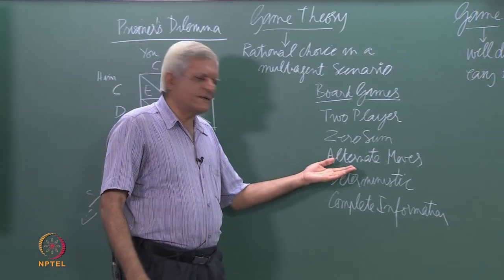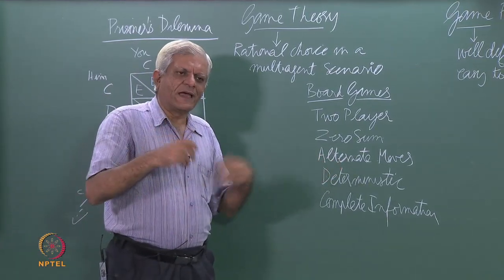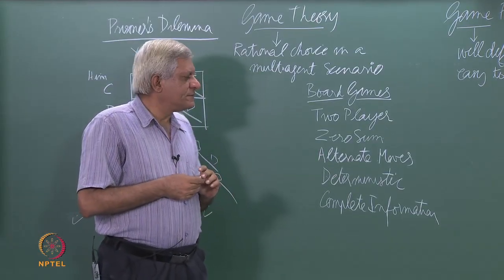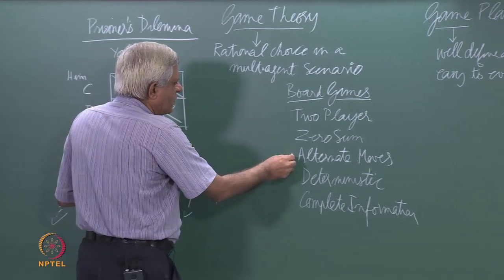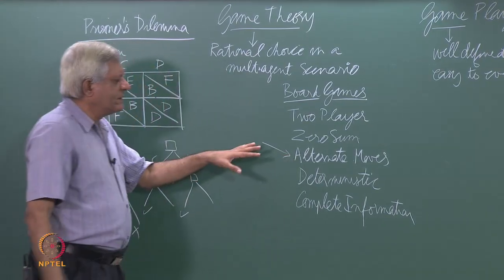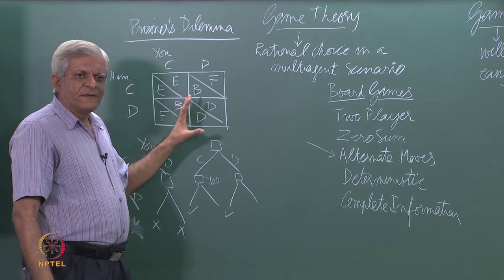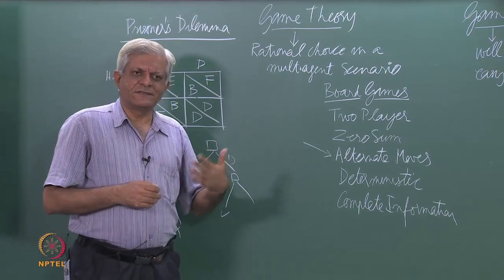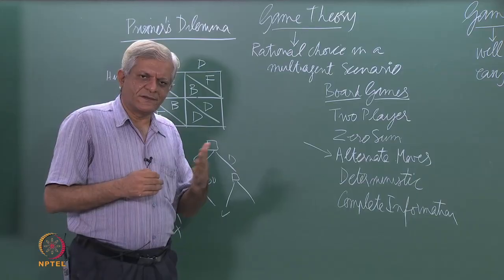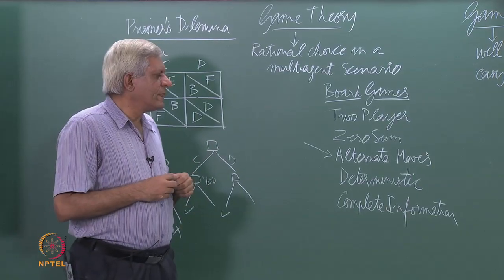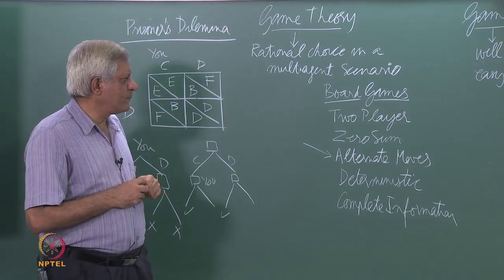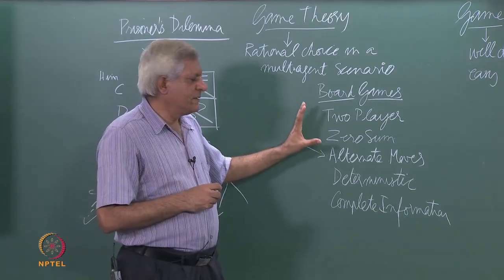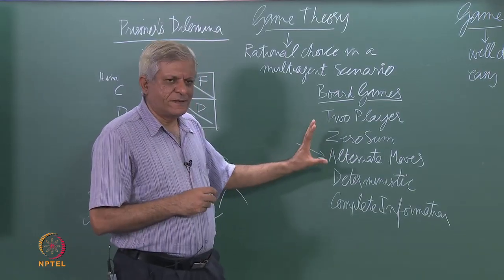And alternate move games are essentially the simpler kind of games in which I make a move, then you make a move, then I make a move, and then you make a move, which are easier to model for us essentially. Now, the moment I talk of alternate moves, you can see that we are moving away from games where there is only one decision to be made. Here, typically you have a sequence of decisions. I make a decision, then you make a decision, and then I make a decision, and things like that essentially. So, such games can be represented by a game tree.